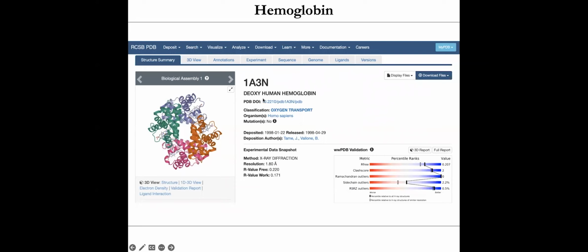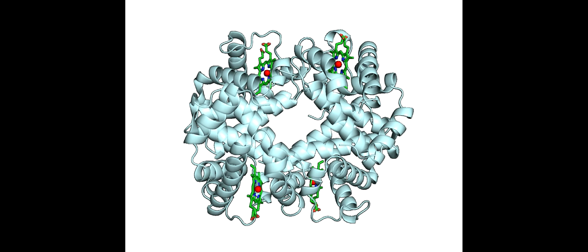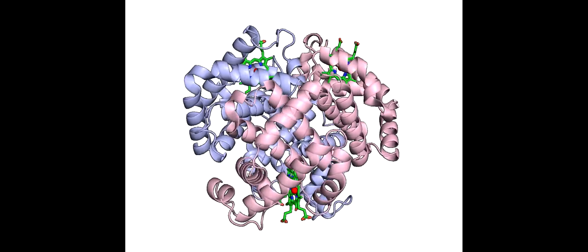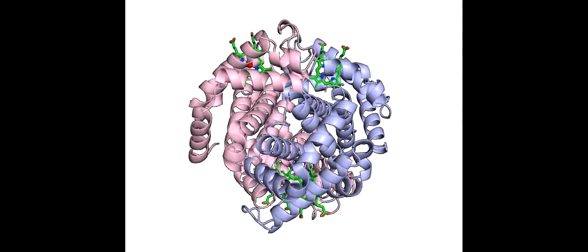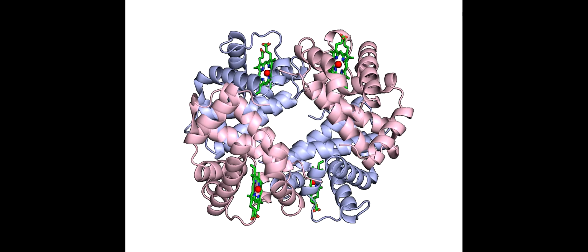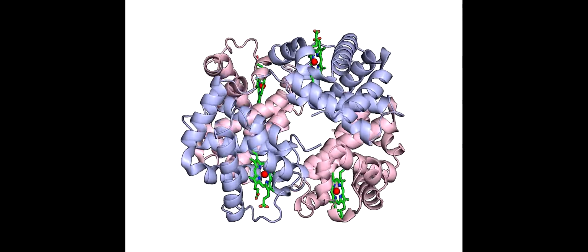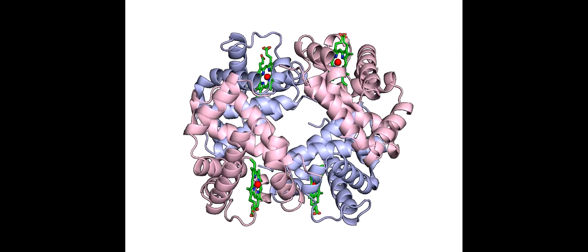It was deposited way back in 1998 by this group here. It was determined by X-ray diffraction, and it has a very good resolution of 1.8 angstroms. And so here's the structure of hemoglobin, as you can see here. This is actually made up of 4 different subunits. There are 2 alpha subunits, shown here in blue, and 2 beta subunits, shown in pink. The interaction of these different subunits is what actually makes the full functional protein of hemoglobin. So it does not function the same way if all the different subunits are not associated.